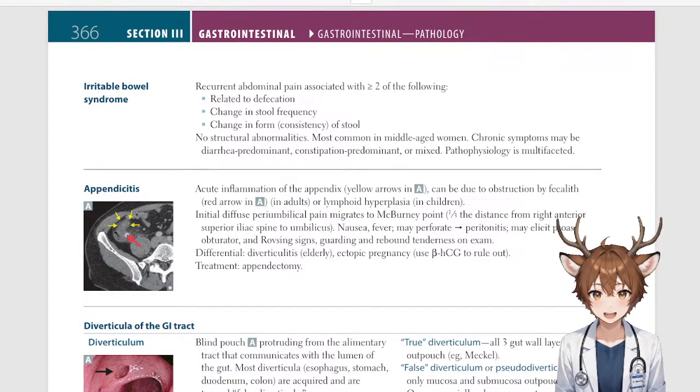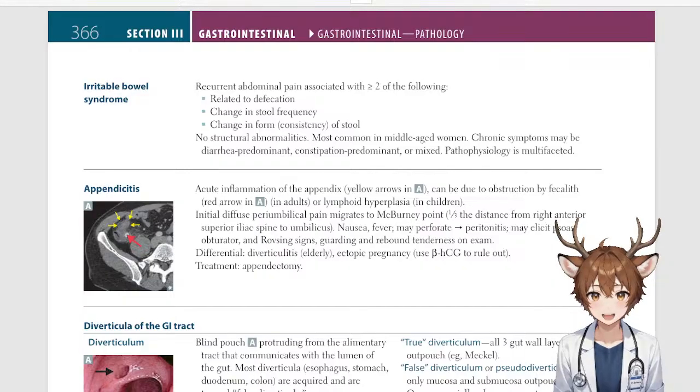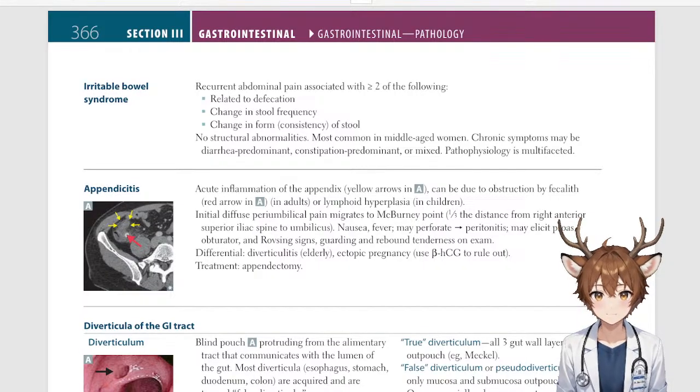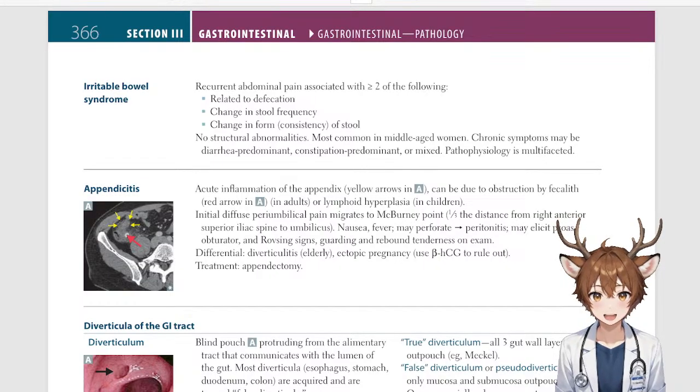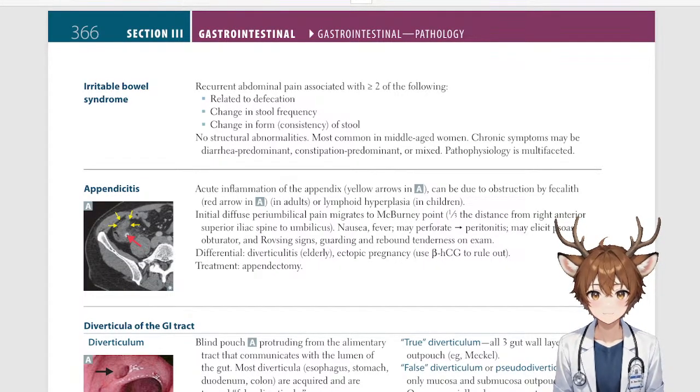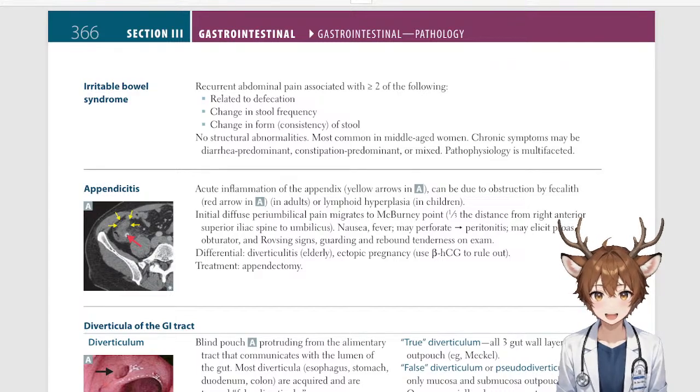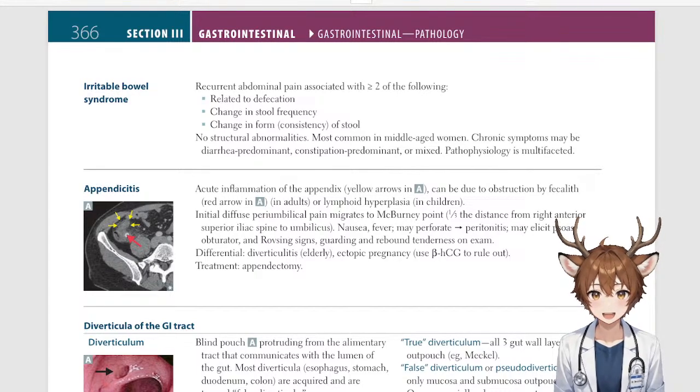Okay, irritable bowel syndrome. Recurrent abdominal pain associated with two or more of the following: related to defecation, change in stool frequency, change in form or consistency of stool. No structural abnormalities, most common in middle-aged females. Chronic symptoms may be diarrhea predominant, constipation predominant, or mixed. Pathophysiology is multifaceted, may be associated with fibromyalgia and mood disorders like anxiety and depression. First-line treatment is lifestyle modification and dietary changes.